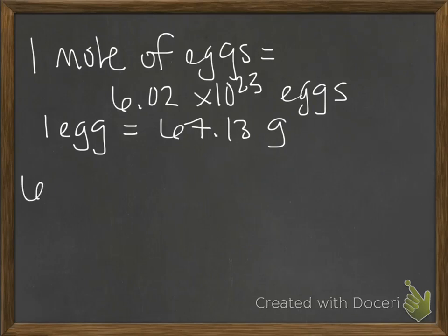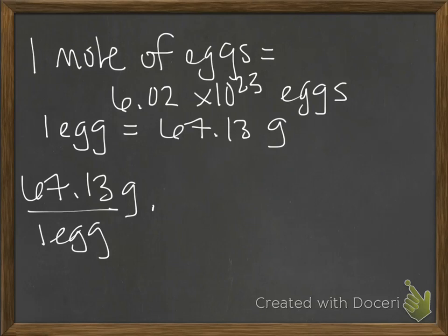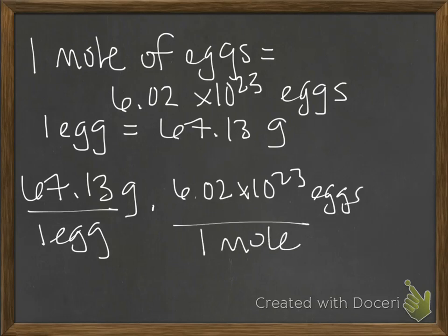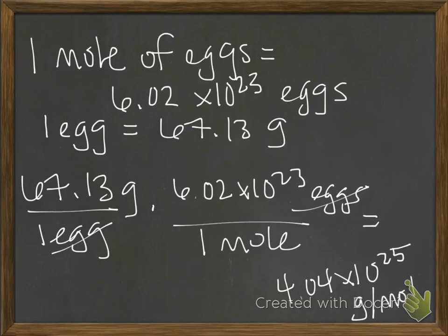So I can say 67.13 grams per 1 egg times 6.02 times 10 to the 23rd eggs in 1 mole. All right, so eggs is my unit that cancels out. So when I multiply that, I get 4.04 times 10 to the 25th. And my unit here now is grams per mole, G over MOL for moles. That is, if I had 1 mole of eggs, that's how much all of those eggs would weigh together.